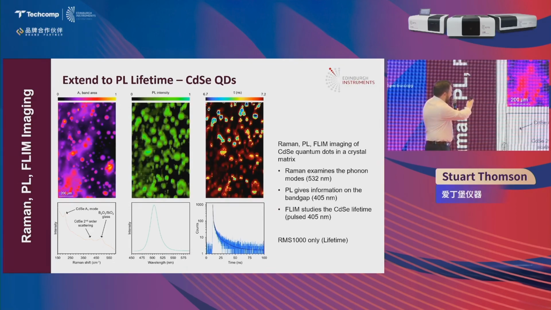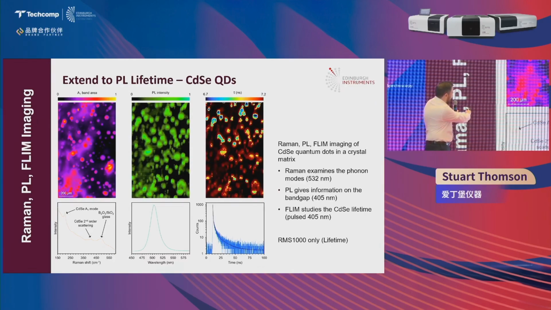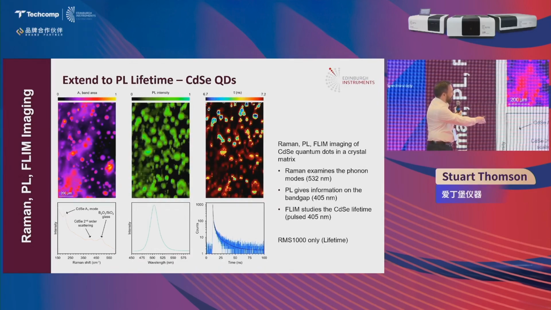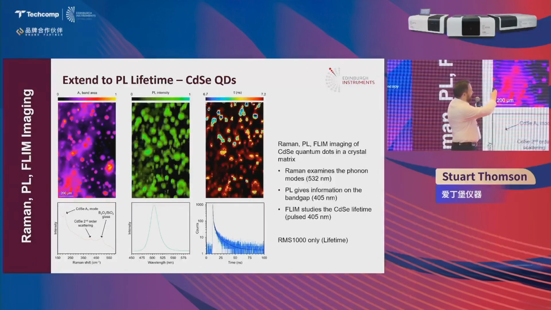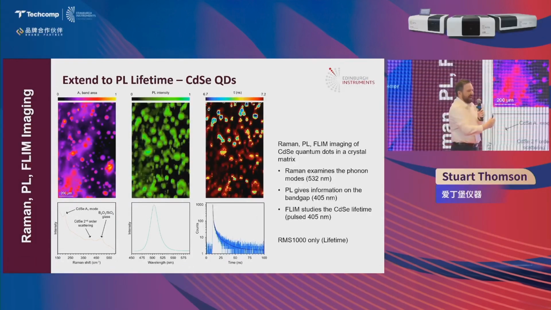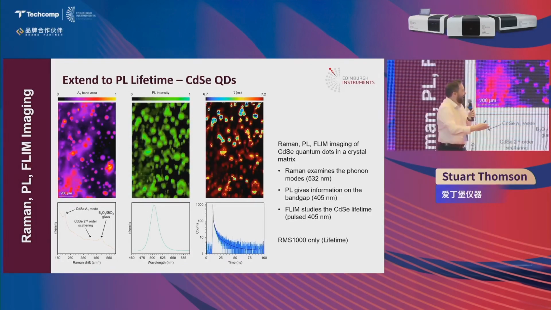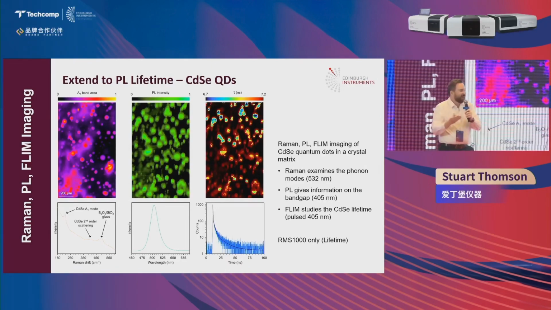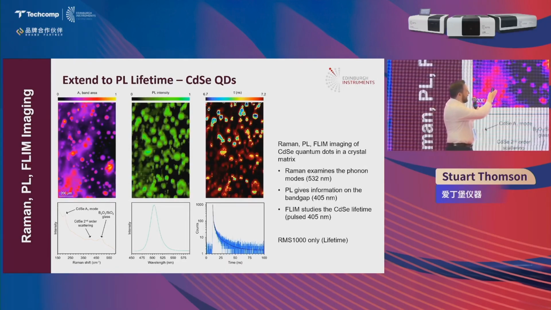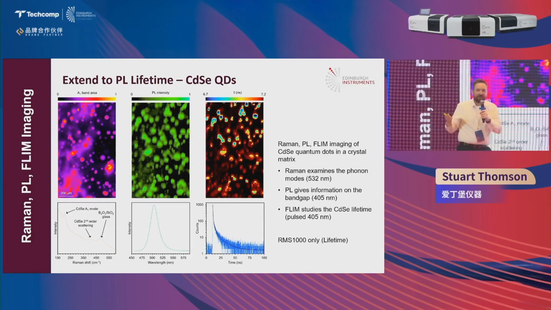So in the Raman, you can see the phonon modes of the cadmium selenide quantum dots, and also the glass. Then in the photoluminescence spectral image, you can see the location of the quantum dot clusters. And then finally, if we switch over to TCSPC, we can measure the variation in the photoluminescence lifetime of the quantum dots.